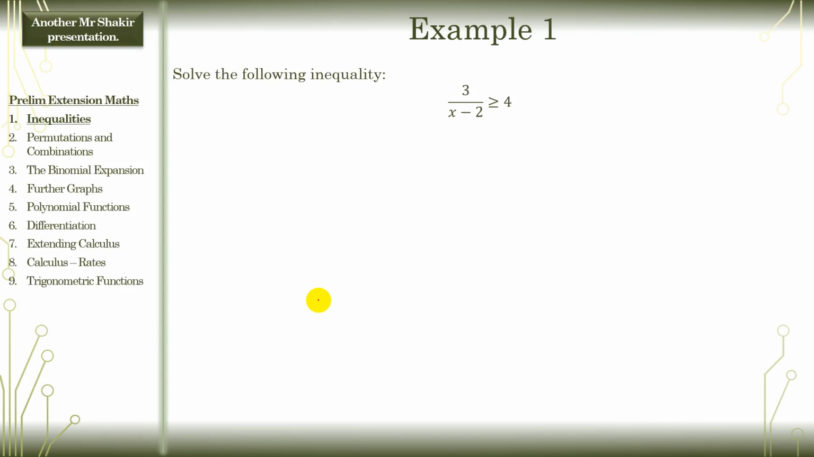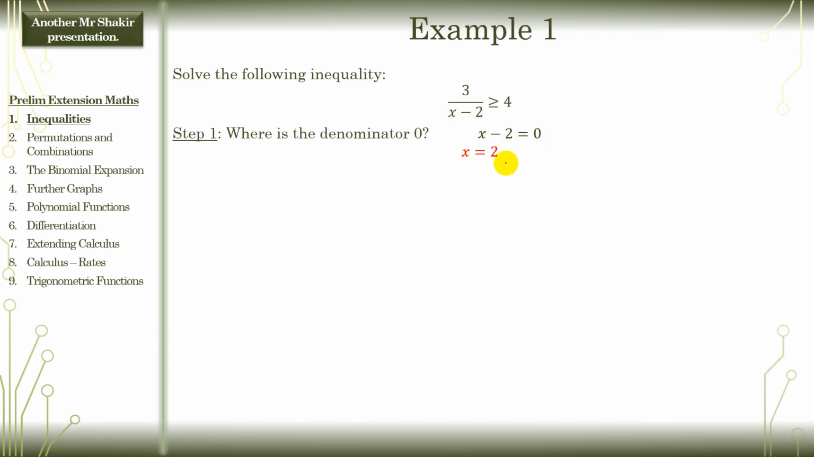So for example, let's go through a worked example. Solve the following inequality: 3 over x minus 2 is more than or equal to 4. Step 1. When is the denominator going to be 0? Just look at over here. When will this be 0? When x is equal to 2. 2 minus 2 is 0, right? That's our first critical point. Or you can just write x minus 2 equals 0 and solve it. x is equal to 2.